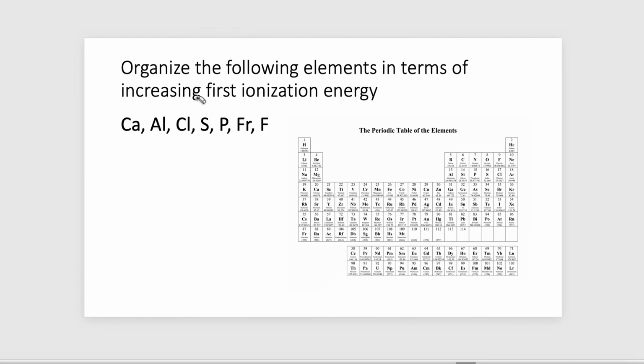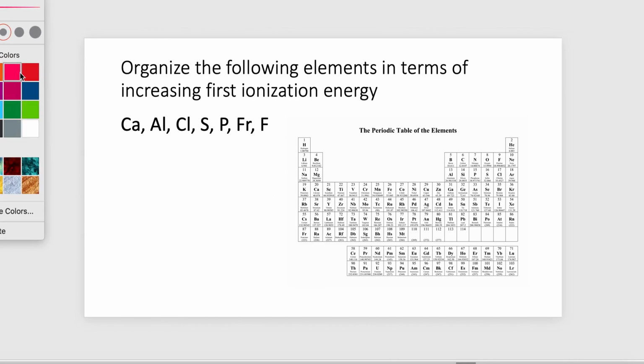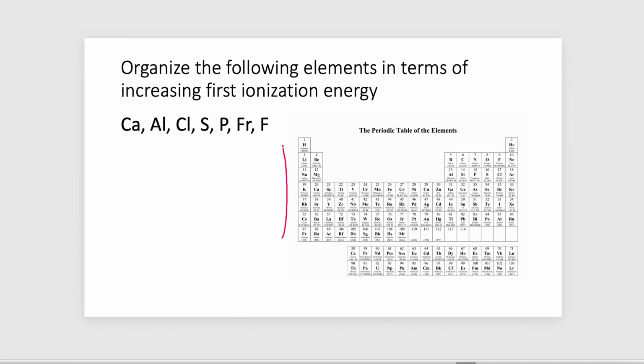So let's do this problem. It says, organize the following elements in terms of increasing first ionization energy. So for this one, guys, as we saw on the previous slide, the rule is that ionization energy increases as you go up the periodic table and increases as you go across left to right on the periodic table. So let's find all of these.